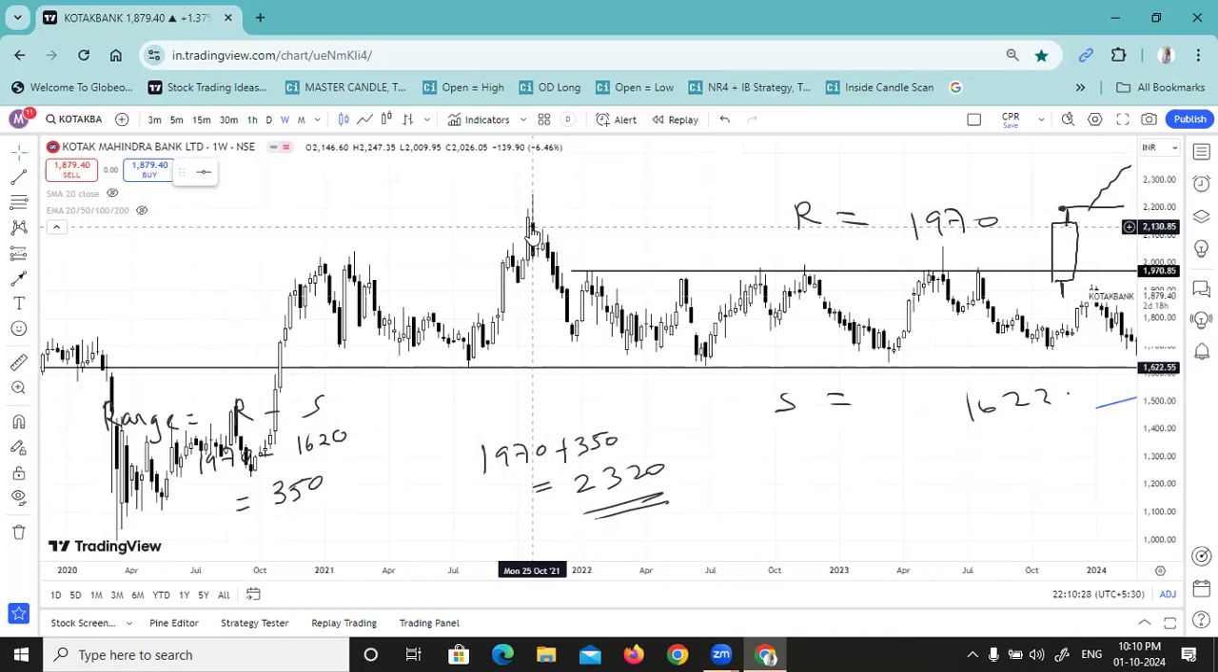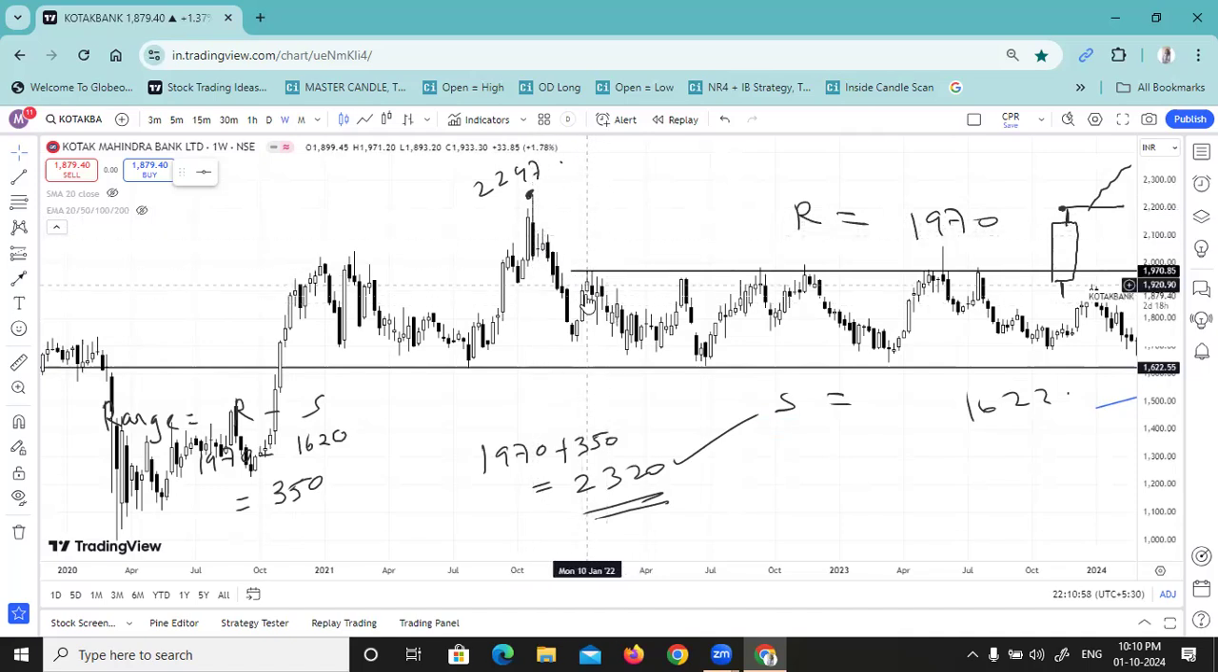What is the candle high? Yes, 2247. So this can be your immediate target. जैसे ही प्राइस ने 1970 ब्रेक किया, price will try to test the same level, which is 2247. Once price crosses 2247, then you will get this target, 2320. Because this is the all-time high, you can say.